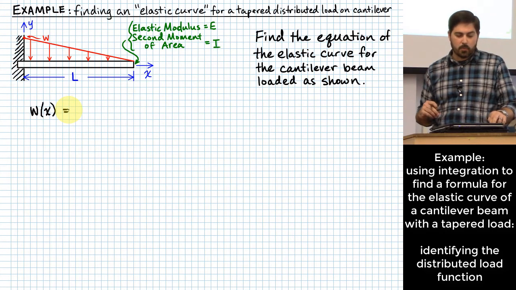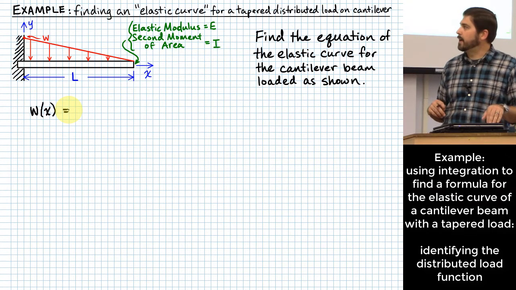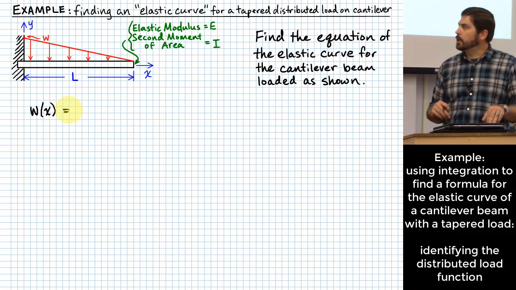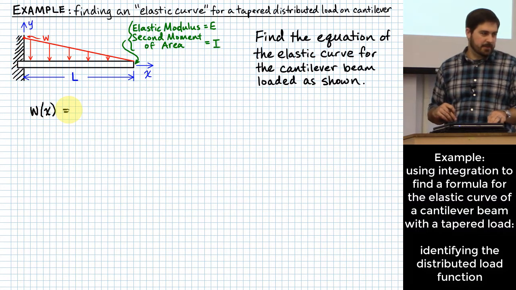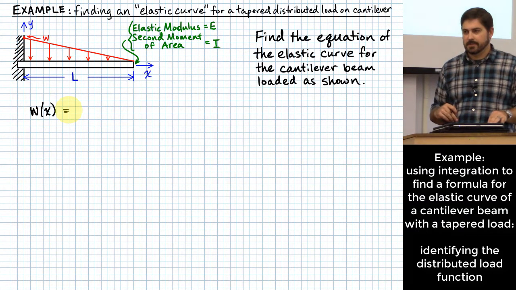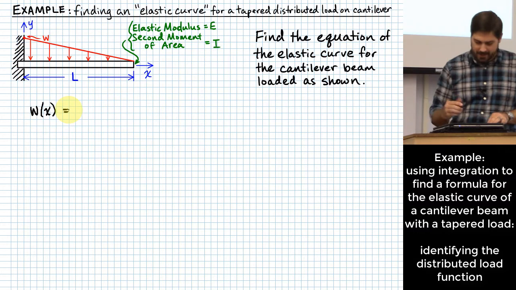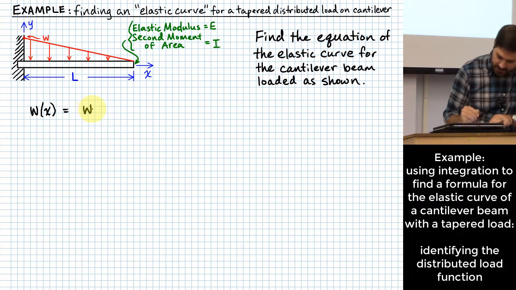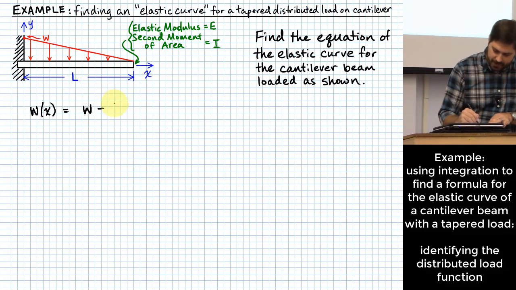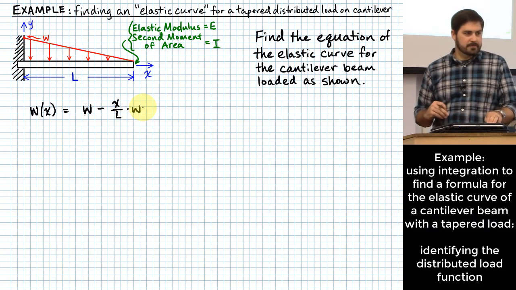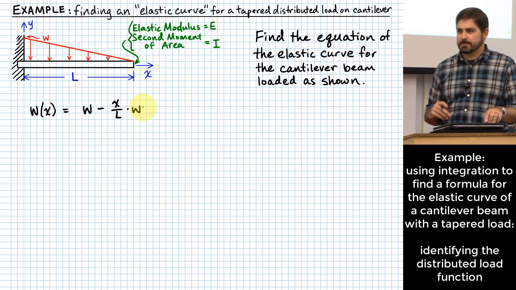So let's think about when x is 0, what should the function's value be? W. When it goes out to x equal L, what should the value of this function be? Okay? I think I heard someone just say W minus x over L times W. Does that give it to me?